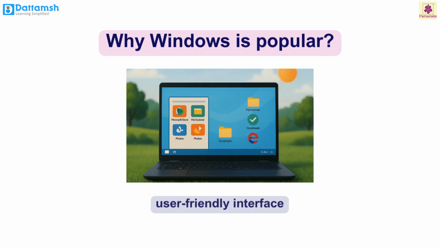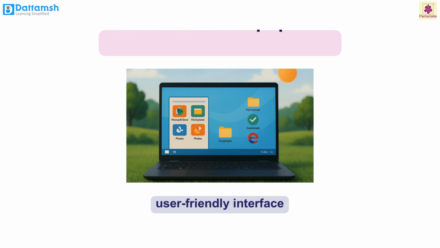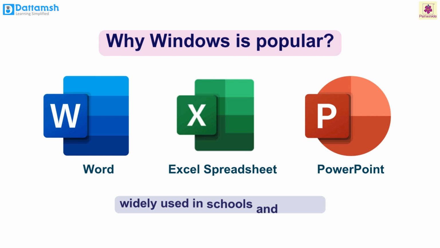Now let's find out why Windows is popular. User-friendly interface. Windows uses icons and menus that are easy to click on. You don't need to know how to code or type long commands to use it. Widely used in schools and offices. Many schools and businesses use Windows because it is simple and has many tools they need, like word processors for writing, spreadsheet apps for calculations, presentation apps for making presentations, and much more.